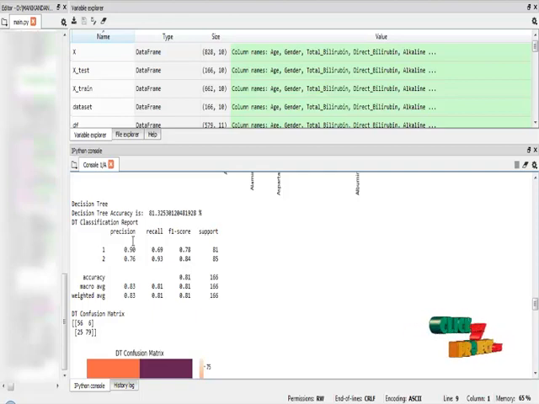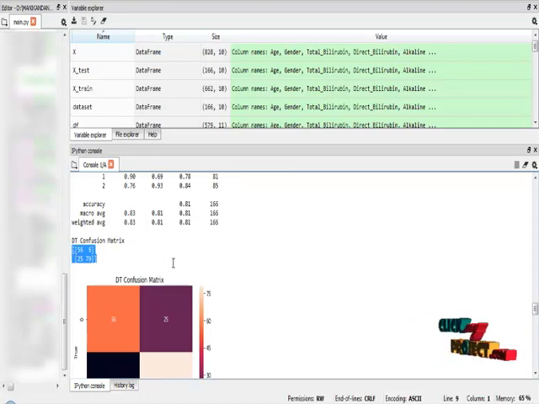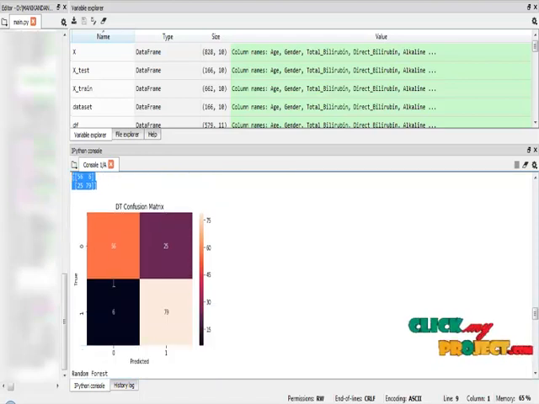And this is the confusion matrix diagram for the decision tree algorithm, which shows the diseased and non-diseased patients, and these are the numbers: 56 and 79 are the correct predictions, and 25 and 6 are the misclassifications of the decision tree algorithm.